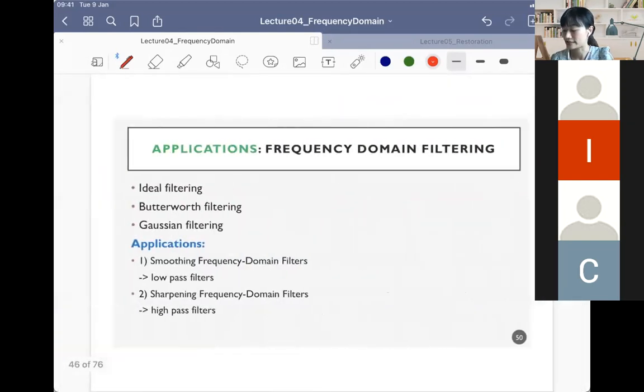Okay, so let's continue. In this section, I will talk about three different types of filters.